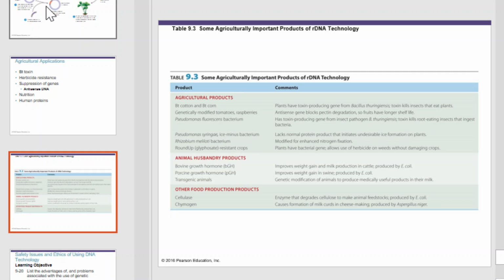And this concludes our coverage of microbial DNA and biotechnology.